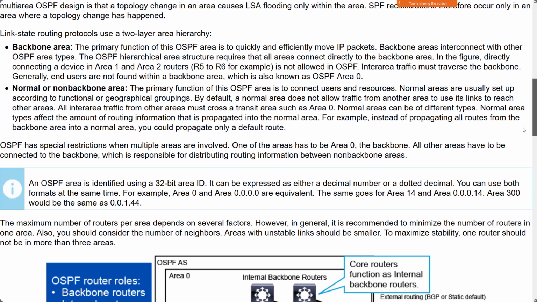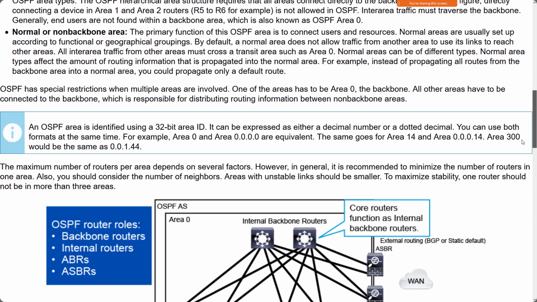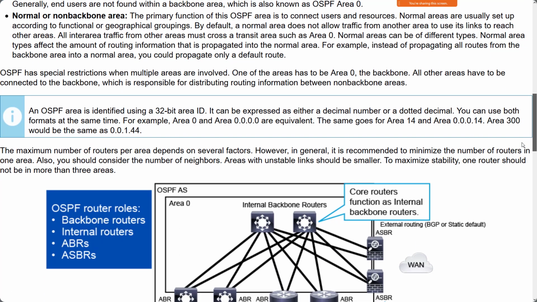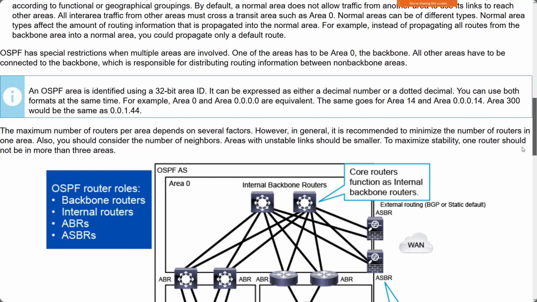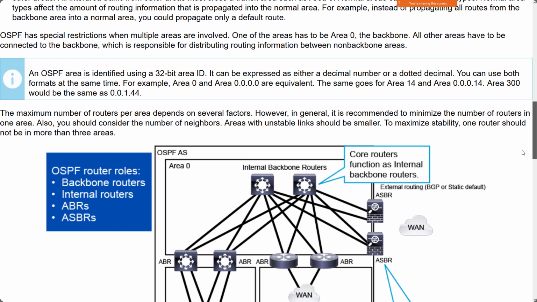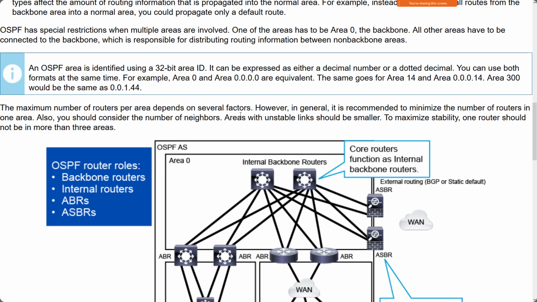OSPF has special restrictions when multiple areas are involved. One of the areas has to be area 0. All the other areas have to be connected to the backbone. The area can be identified with a decimal number or a 32-bit dotted decimal number. So I could say area 0 or I could say area 0.0.0.0. Area 14 would be area 0.0.0.14.